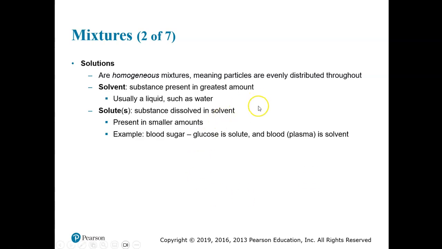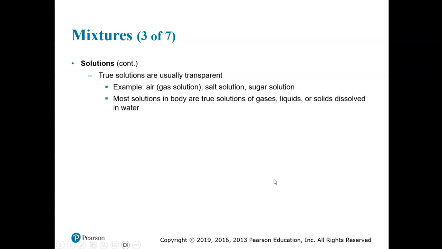Solutions are homogeneous mixtures that consist of a solvent. Most of the time, that solvent is water. It doesn't have to be, but almost always is. And then the solute is dissolved in the solvent in smaller amounts. For example, blood sugar consists of glucose, which is the solute, and then blood plasma is the solvent. Air is a gas solution. There's also salt solutions and sugar solutions.